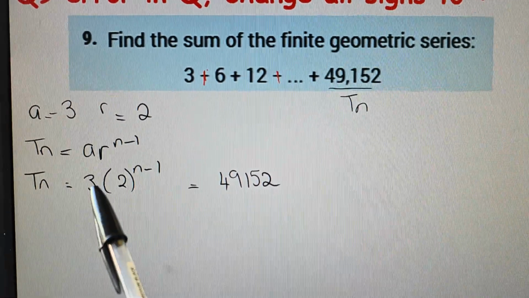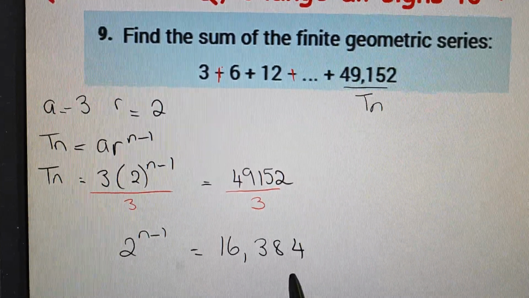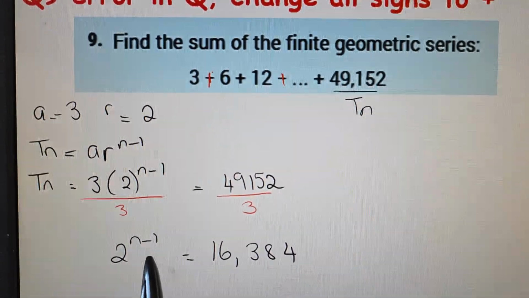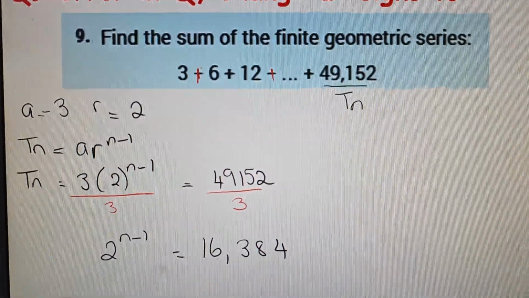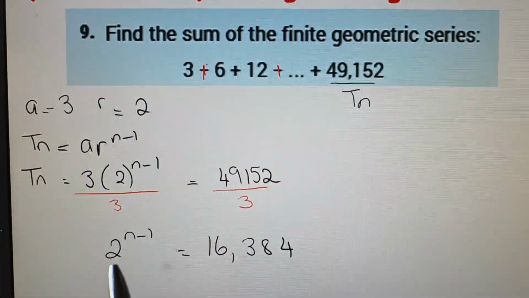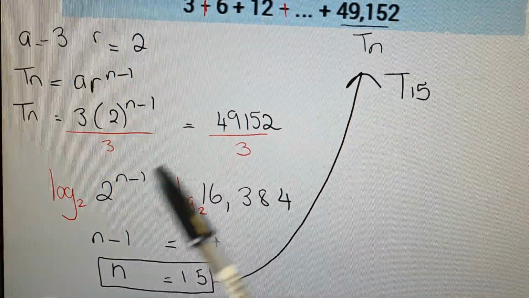So the first thing we need to do now is get rid of the 3. Divide across by 3, and you'll then get 16,384. I want to solve for n. N is an unknown power in my index, so I have to introduce logs. Because it's an equation, you can introduce any log base at all. The quickest base to introduce would be a base of 2. So I'll get the log with a base of 2 on both sides.